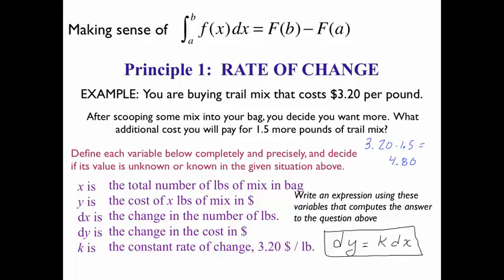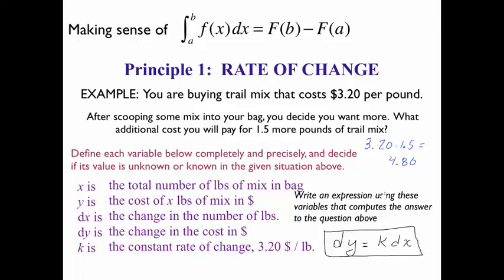And this little statement right here embodies what we're talking about, constant rate of change. It costs $3.20 per pound. If we add an additional 1 pound, how much does our cost go up? You take 3.20 times the 1 pound, you get an additional $3.20. If we add 10 more pounds of trail mix, how much does our cost go up? $32, right? $32, because 3.20 times 10 gives us $32.